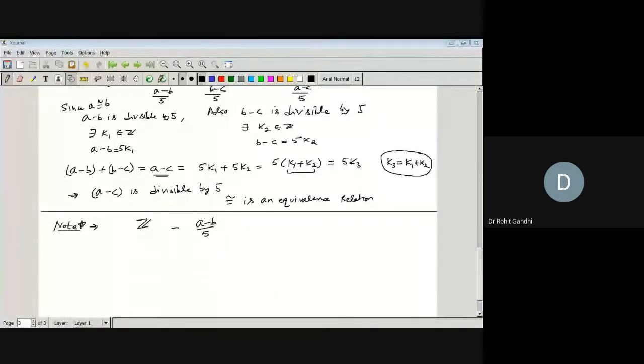Okay, sir. So students, on integers, we have defined this relation that A minus B is divisible by 5, right? Then two elements are in relation with each other. Now let me see the element 0, right? So I want to see what are the elements which are related with 0.